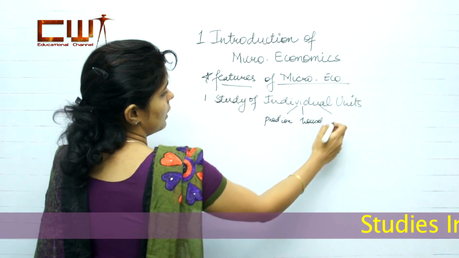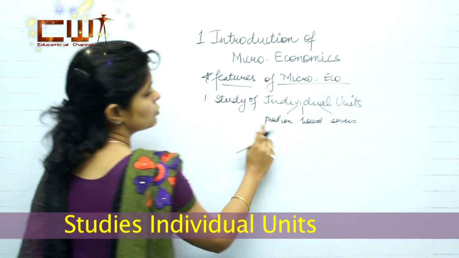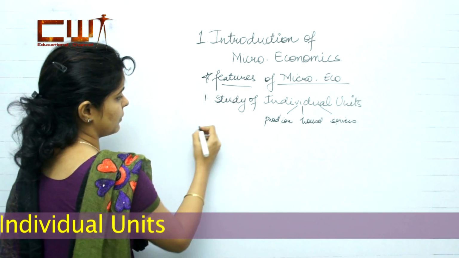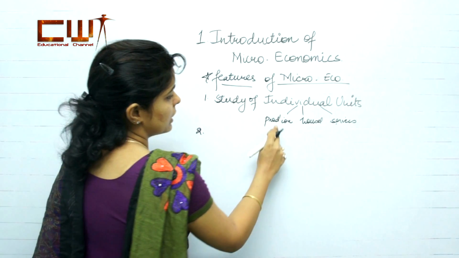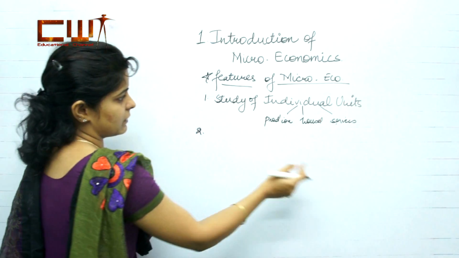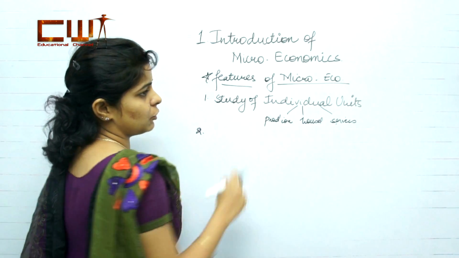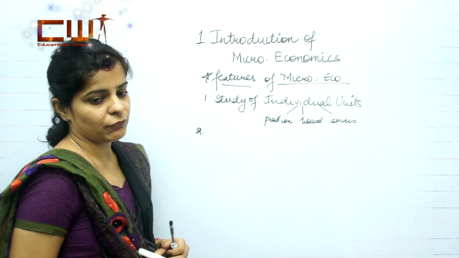So that is all you have, the different services are contributing. So individual units is this, right? Microeconomics means study of individual units, either you are studying production or household or services or savings. If you add this together, you will get macroeconomics. So first feature of microeconomics is study of individual units.